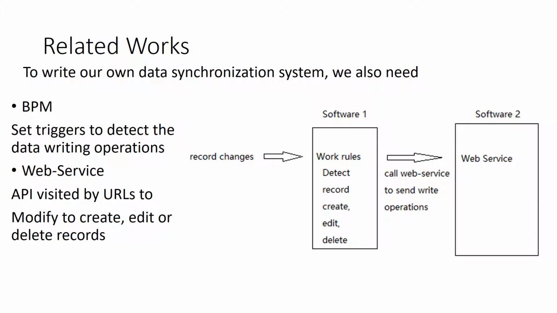To build our own data synchronization system, we also need to learn about the following parts. First is Business Process Model, or BPM. It is the activity of representing processes of an enterprise, so that the current process may be analyzed, improved, and automated. For process automation, it will set special work rules as triggers to start processes automatically. It may be used to detect the record changes in the database.